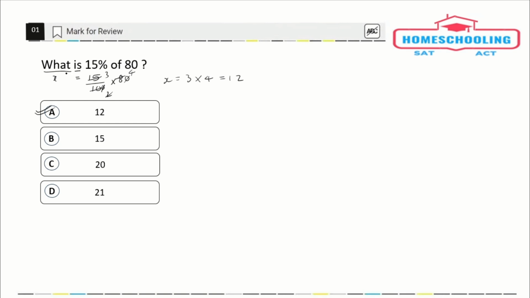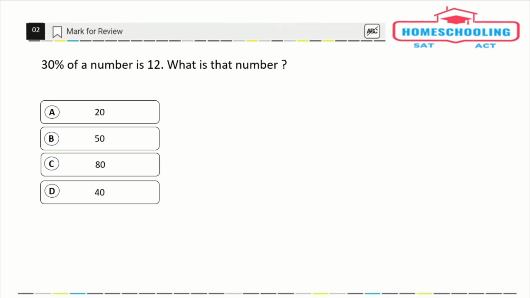So you have to read the statements carefully. What is 15% of 80? For "what" we can take any letter x, "is" stands for equal to, 15% is 15 by 100, "of" means multiplication, and 80 will be 80. So we will multiply that, then we can find the number. That is x is equal to 3 into 4, that is 12. Now moving to the next question.